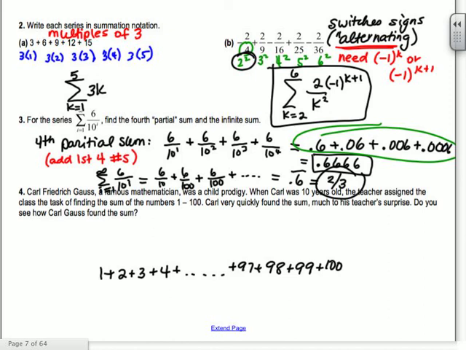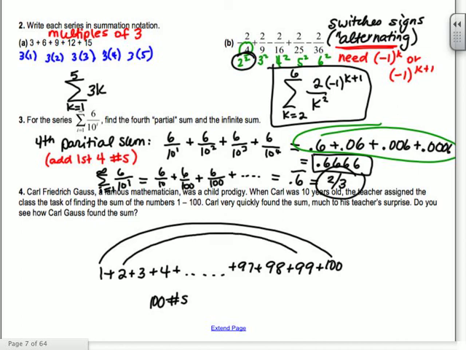So there's how many numbers in this list? 100 numbers, right? 1, 2, all the way to 100. All right, so he paired up the first and the last. He saw that the first and last added up to be 101, and the second and second to last made 101, right? So if you have 100 numbers, that means you have 50 pairs of 101.